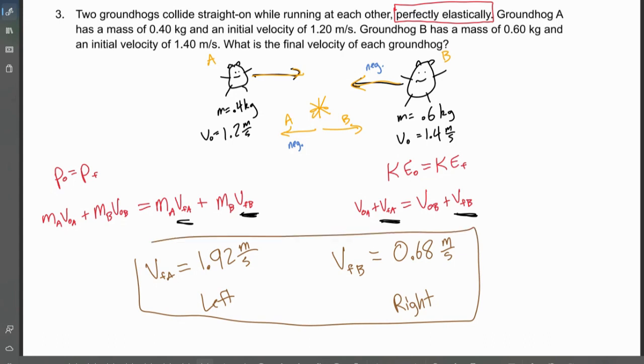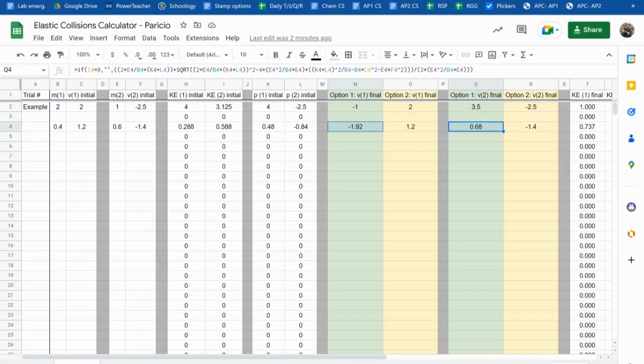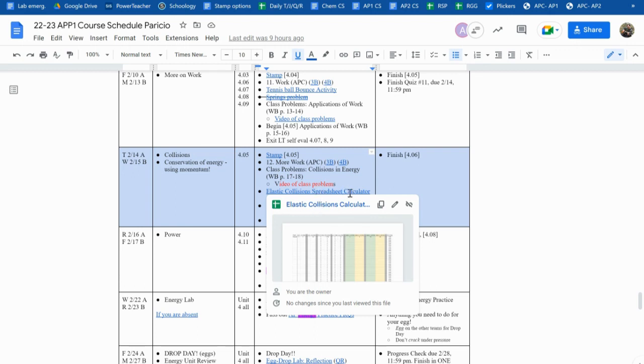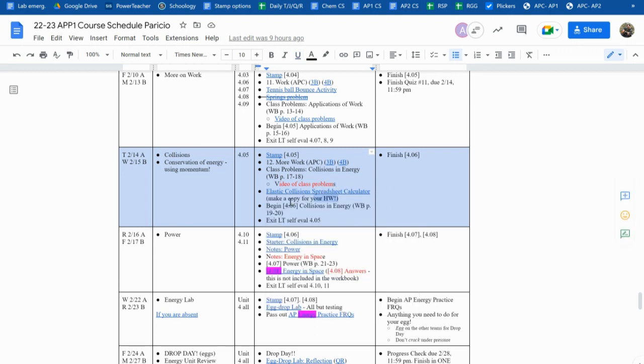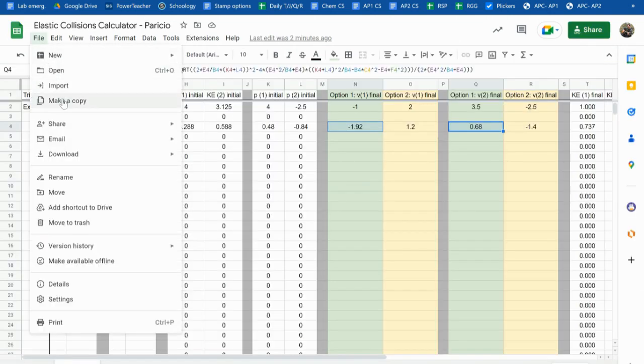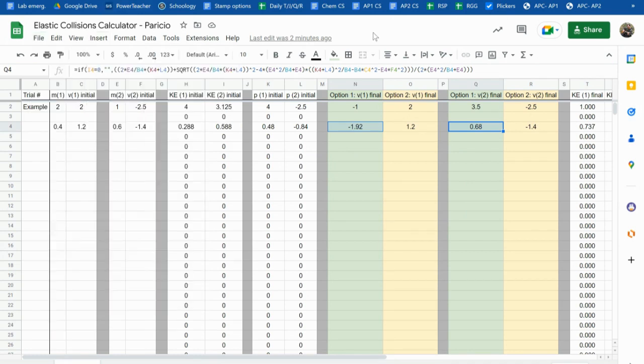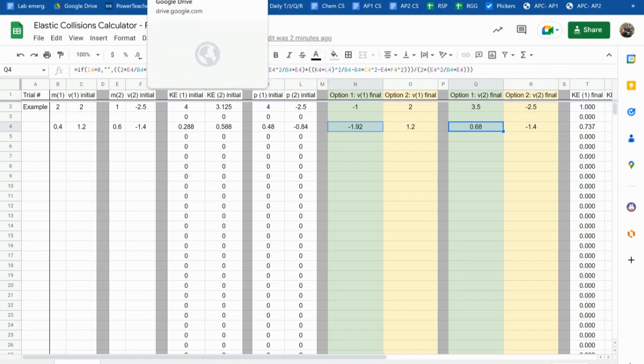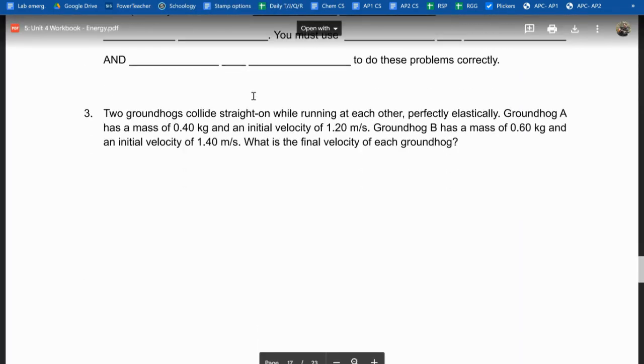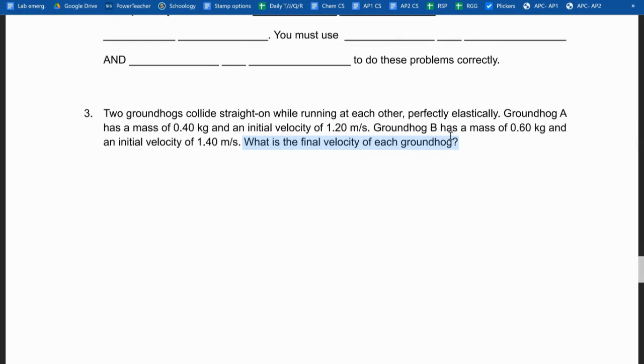So this spreadsheet saves you a lot of time. On the course schedule, just click on that link, and as I tell you right there, make a copy for yourself, make a copy for your homework: file, make a copy, boom. There you go. So that was question number 3. Your homework will have, I think, 2 questions where I don't give you any of the final velocities and I ask you for both of them. Just use the spreadsheet whenever you have to do that.